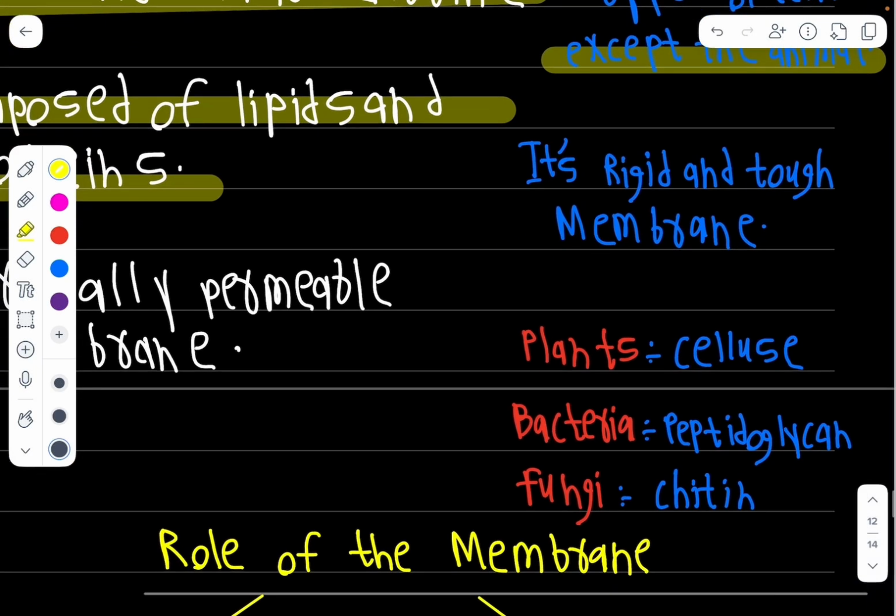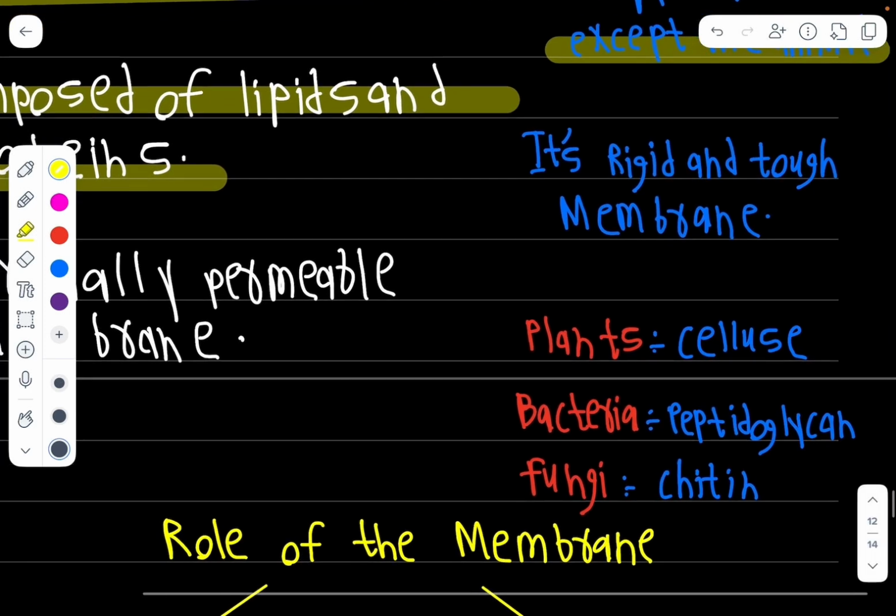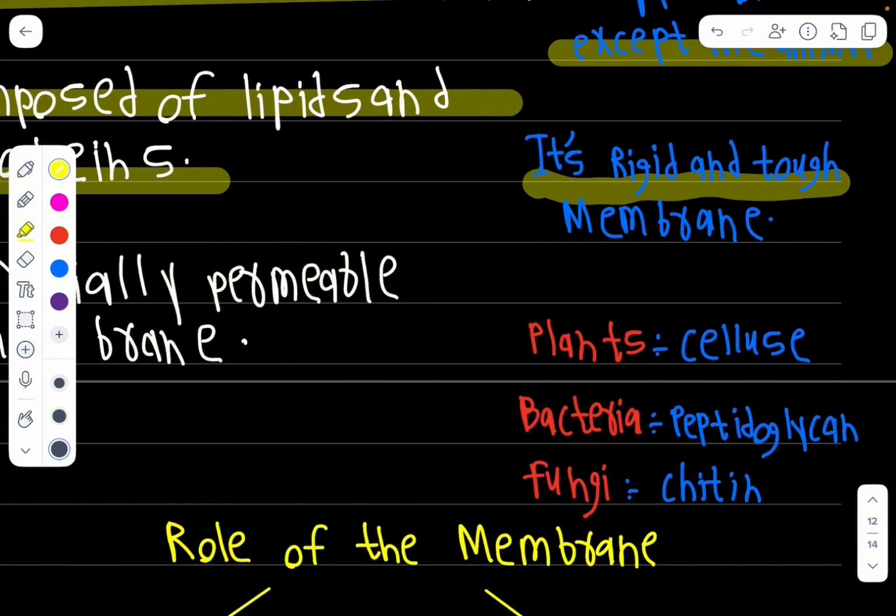Now we talked about the cell membrane being a really soft and flaccid membrane, right? But the cell wall is a rigid and tough membrane. In our next chapters, we're going to learn about hypertonic, hypotonic, isotonic situations in which cells are put to see what happens. So the cell wall plays a really crucial part in that. So you should remember that a cell wall is always rigid and tough.